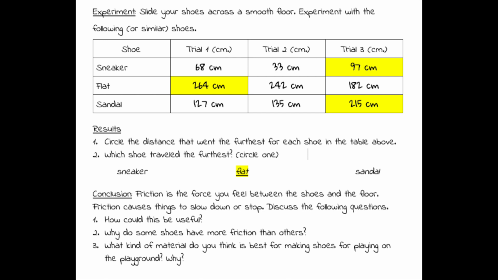To answer my original question, I want to find the shoe that is best for walking on a slippery surface. That would mean looking for the shoe that traveled the least distance. And in this case, it's my sneaker, so it looks like my hypothesis was correct. But why is the sneaker the best shoe for walking on a slippery surface?